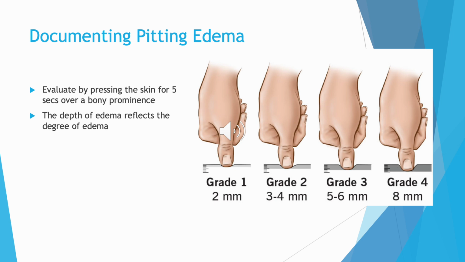Somebody with venous insufficiency could have pitting edema. So basically, you evaluate the skin by pressing down with your thumb or your finger over a bony prominence, like usually the ankle, the tibia, so like in the lower extremity usually. And the depth of the edema reflects the degree of edema.